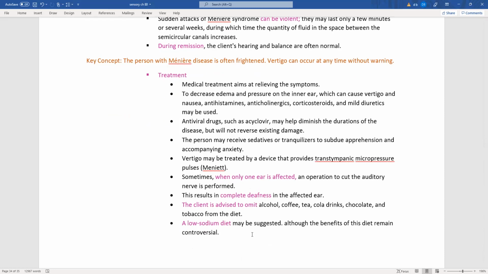Wait, dang. The client is advised to stop alcohol, no fucking caffeine, no tea, no Coca-Cola, no chocolate, no tobacco from the diet. So it sounds like no nicotine and no caffeine. A low sodium diet may be suggested, although the benefits of the diet remain controversial.